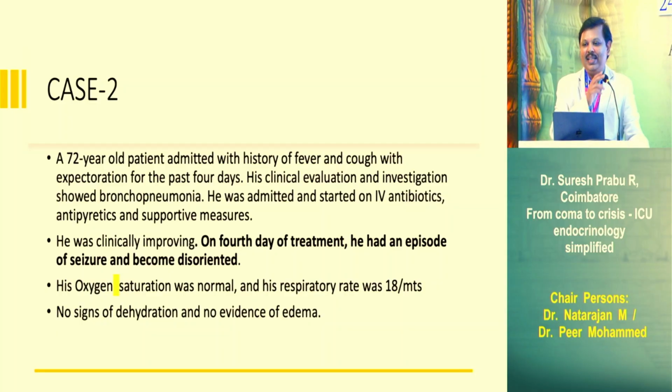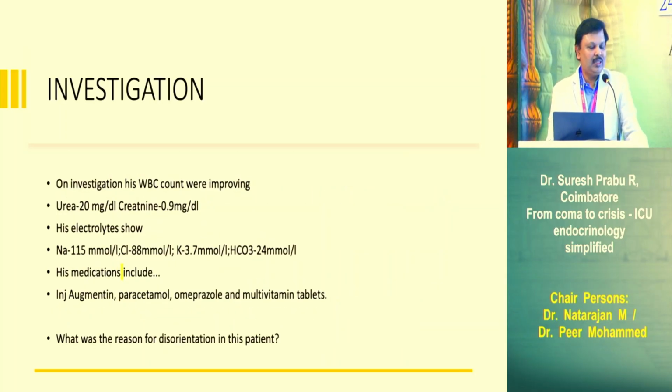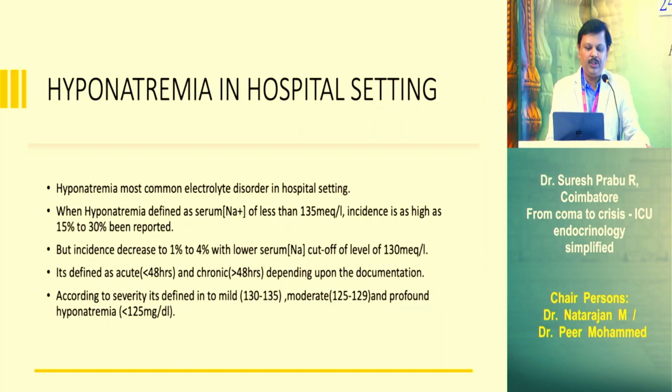Her oxygen saturation was normal, and the investigation shows this patient has a sodium of 115. This patient's medications include Augmentin, paracetamol, and omeprazole. So the clear reason for this disorientation is an acute onset hyponatremia. Hyponatremia is the most common electrolyte imbalance in a hospital setting, and the prevalence varies depending upon what level you consider. The prevalence is very high when we consider 135 as normal, but comes down to 1 to 4% when it is less than 130.